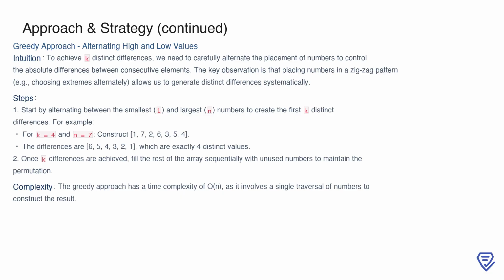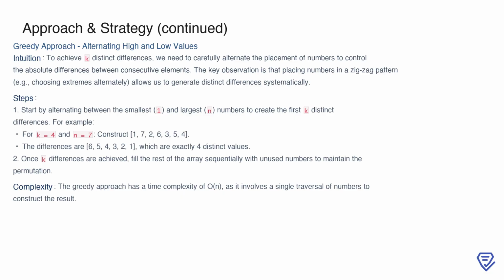This pattern inherently maximizes the differences at the start and gradually reduces them, ensuring we achieve the required k distinct values. For example, with n equal to 7 and k equal to 4, we could construct a sequence like 1, 7, 2, 6, 3, 5, 4, which produces differences of 6, 5, 4, 3, 2, 1, exactly 4 distinct values.